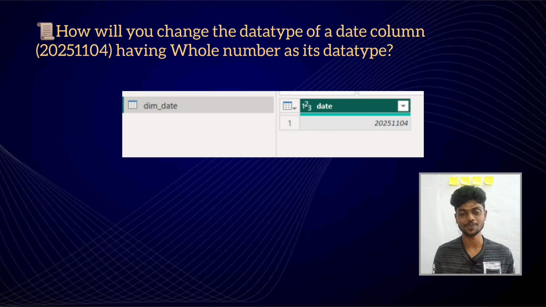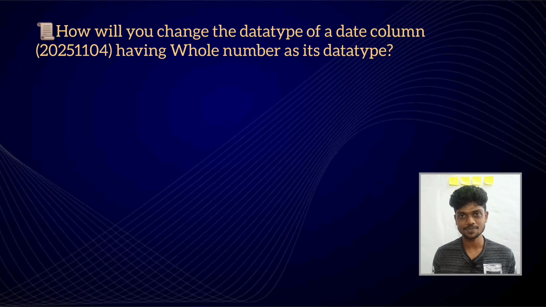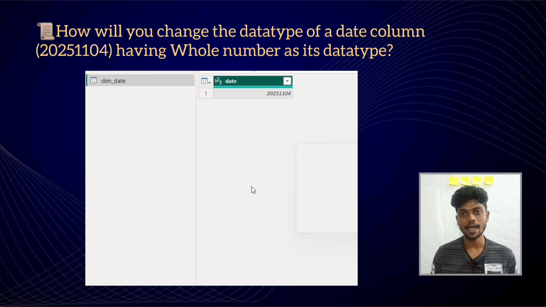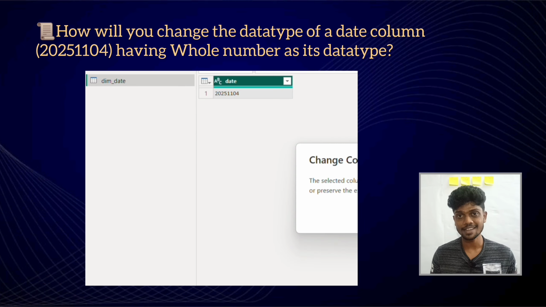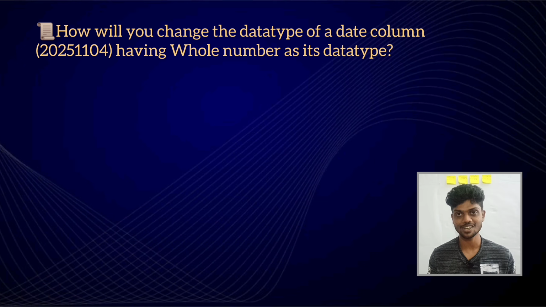Pause the video, think on your own and comment your answers. Don't go for ChatGPT. Okay, the solution is, first you need to click the column and convert it into a text format, and again you need to click the column and now you can convert the text format into a date type. Okay, I can hear your thoughts. Oh, we can't directly change it into a date type.